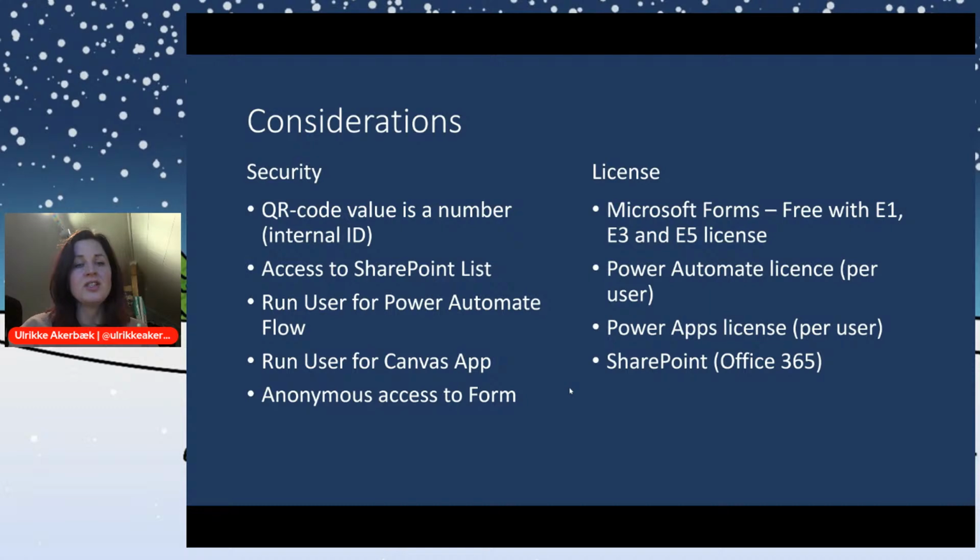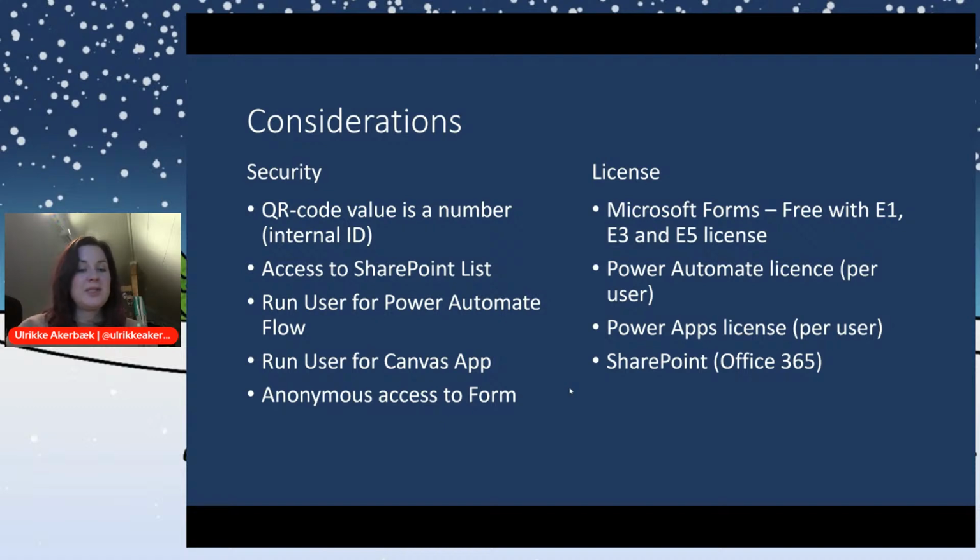What I would consider using is that ID, that number, as a value for the QR code. That's one security measure, because anyone could scan that QR code and wouldn't get any other result than an ID, a number, and that wouldn't give them access to anything unless they have access to the SharePoint list. So that's kind of a security measure in and of itself. You need to make sure that there's one system user that has access to the SharePoint list, that has access to the flow and the Canvas app. And you need to enable a run-only user for the Power Automate flow for that user. And of course, also for the Canvas app.